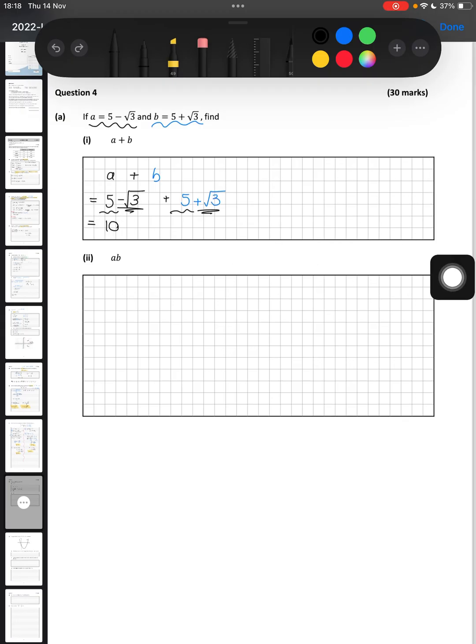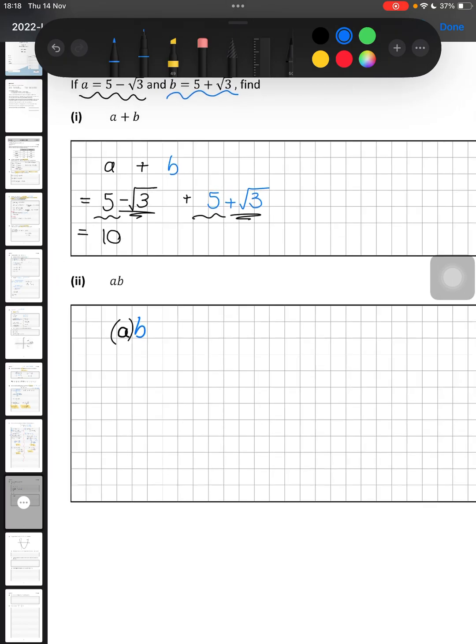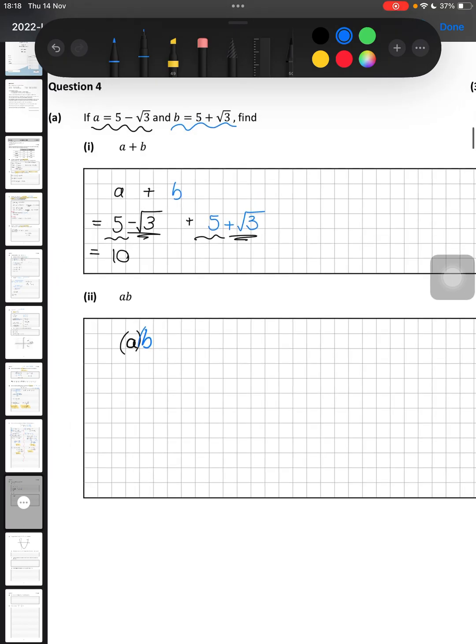Likewise, the second question says AB. So here, the letters are right beside each other. So remember what that means in algebra, okay? If two variables are right beside each other, what does that mean? It means they are multiplying each other. Okay, so when I'm subbing them in, to show the multiplication is happening, I'm going to sub them in brackets.